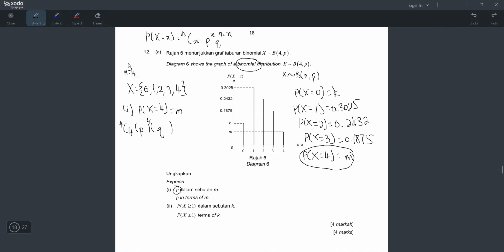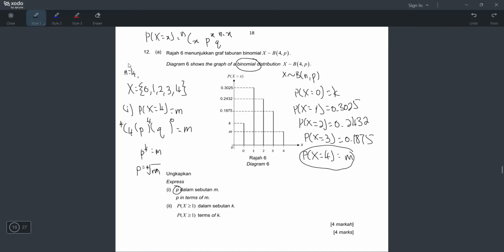And then this power will be the top minus the bottom, so 4 minus 4, 0, equals M. Q power 0 can cancel because anything power 0 is 1. 4C4 also can cancel, become 1. So you are just left with P power 4 equals M. So how to find P? Power 4, when you move there, becomes the 4th root of M. So this is the answer.